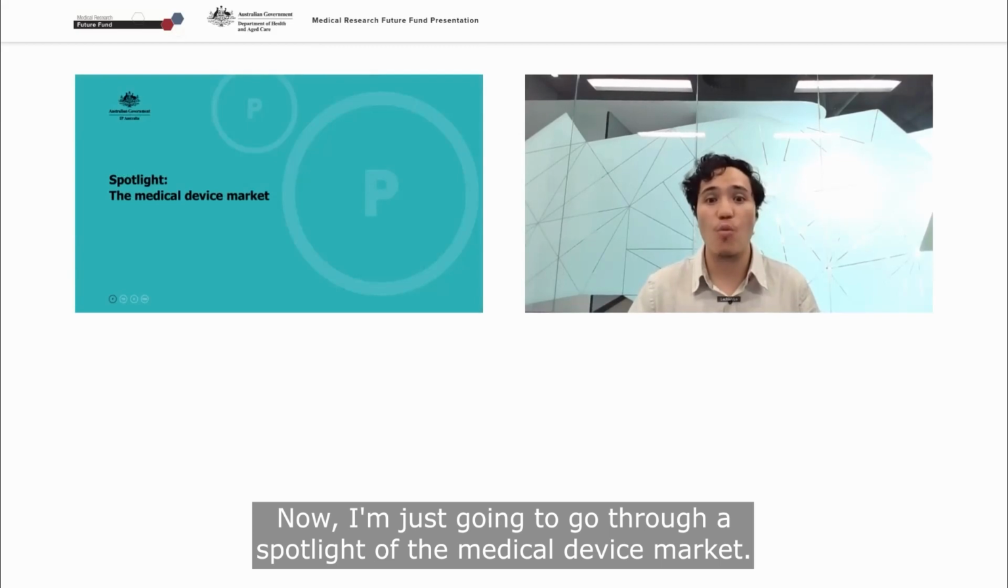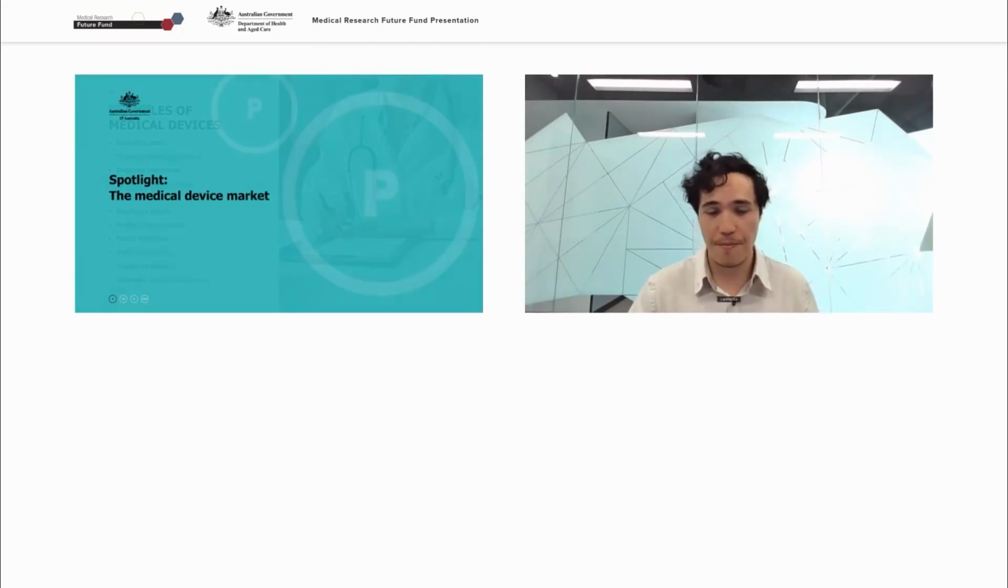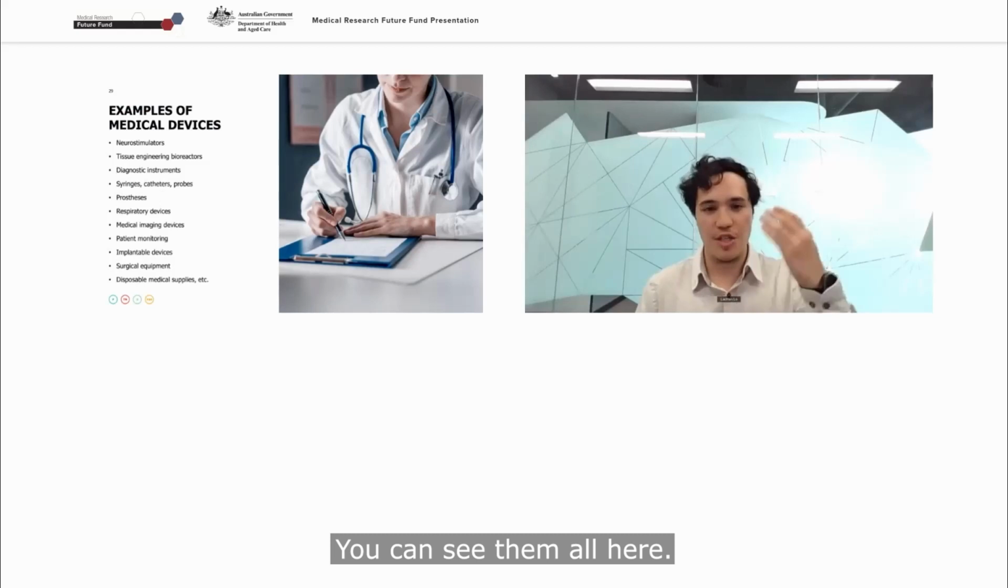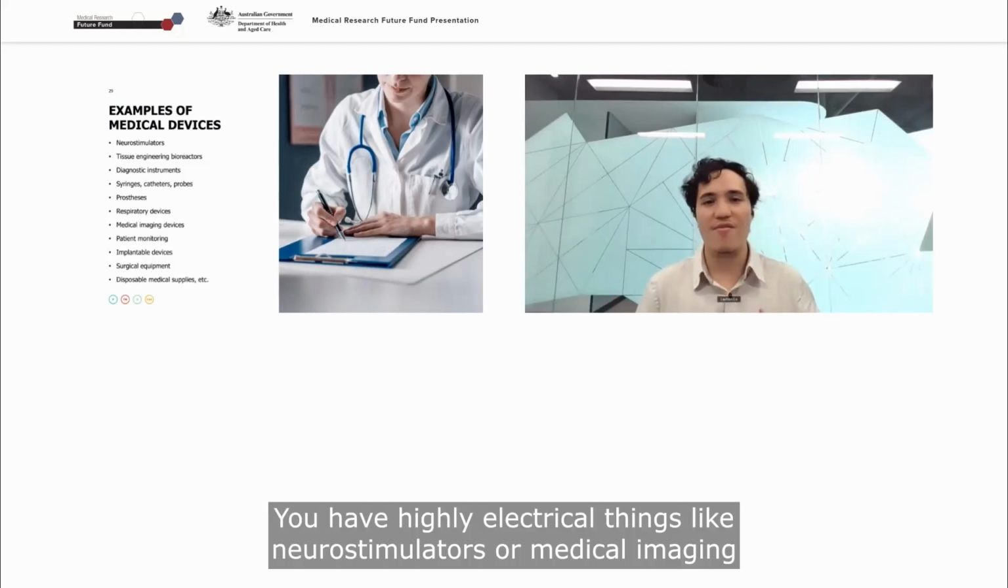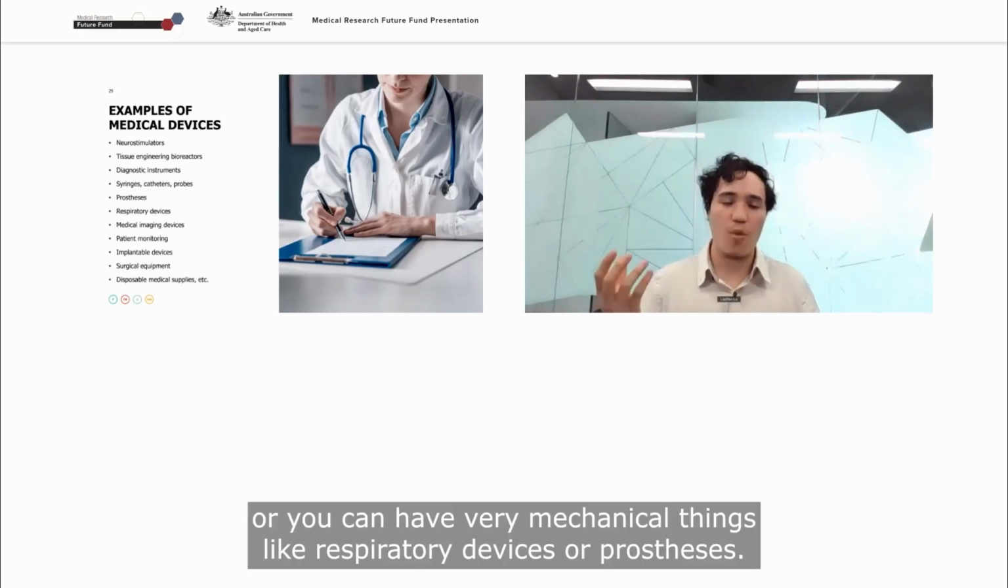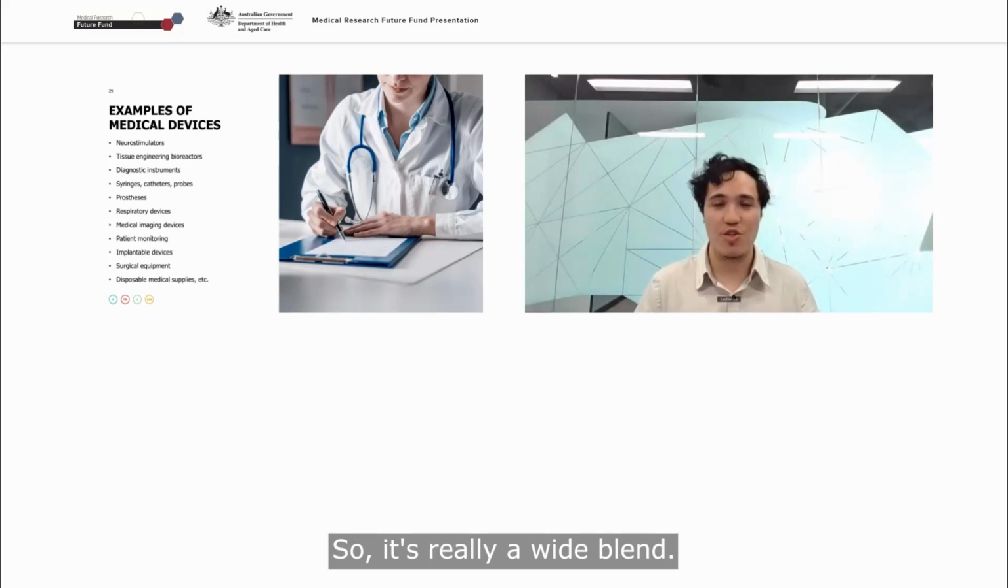Now I'm just going to go through a spotlight of the medical device market. There are lots of things which are classified as medical devices. You can see them all here. You have highly electrical things like neurostimulators or medical imaging devices. You have very chemical things like tissue engineering or bioreactors, or you can have very mechanical things like respiratory devices or prostheses. So it's really a wide blend.